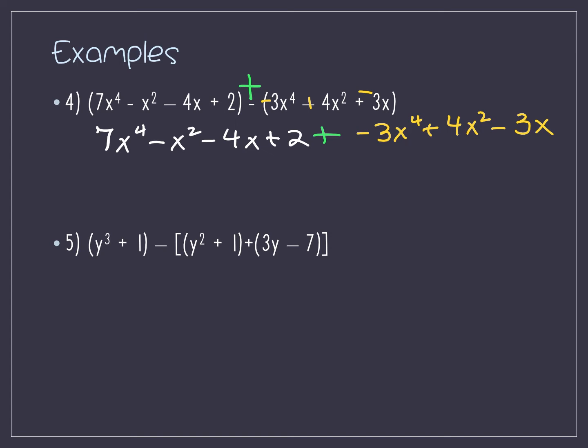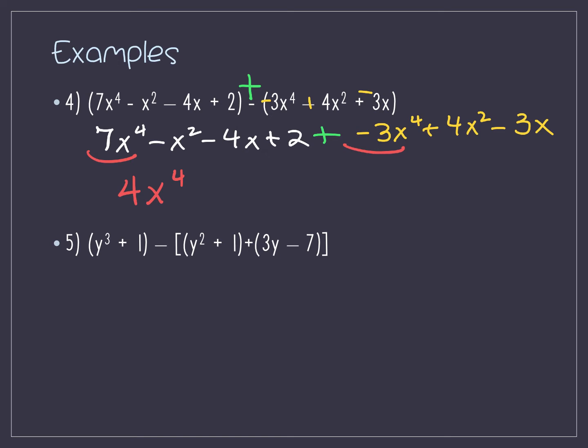Now I go back and look for my like terms. I have like terms here with the 7x to the 4th and the negative 3x to the 4th. Once I combine those, I get 4x to the 4th. Again, remember, you're only adding the coefficients, and in this case, we subtract because one was negative. I do not add exponents here.